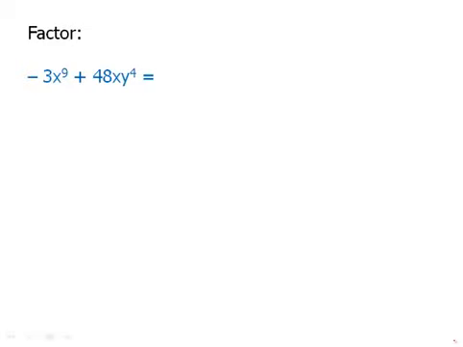Another scary looking thing. Well, first of all, we can swap the order around so that we have a positive first and a negative second. That makes things a little bit easier. We can factor out a factor of 3, and we can also factor out a single factor of x. That's the greatest common factor. And that gets us down to 3x times the quantity 16y to the 4th minus x to the 8th.